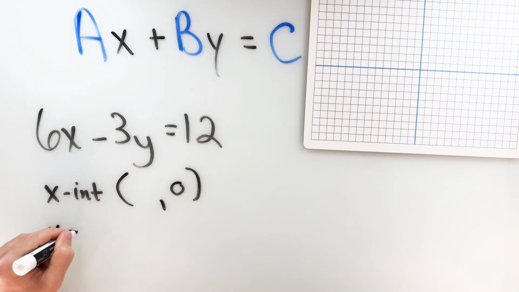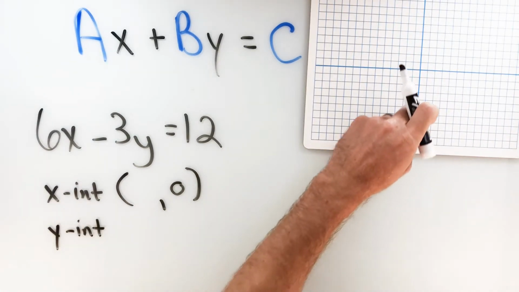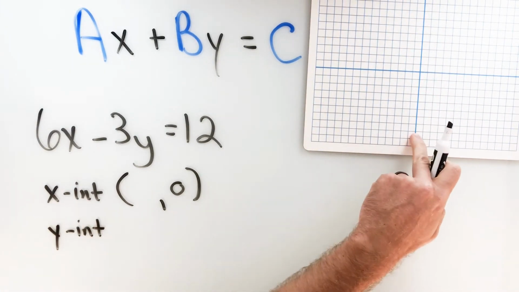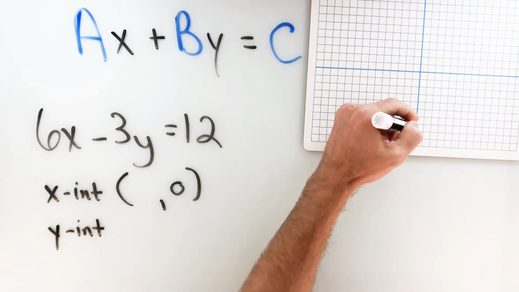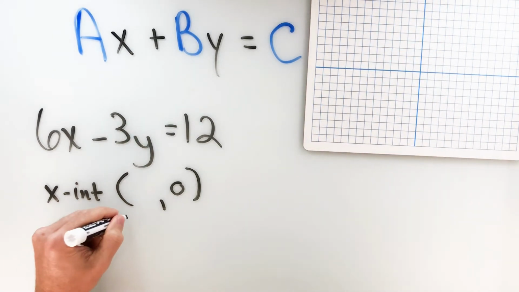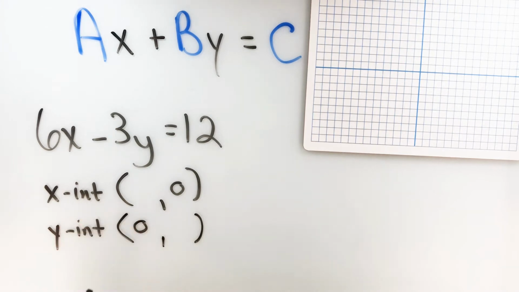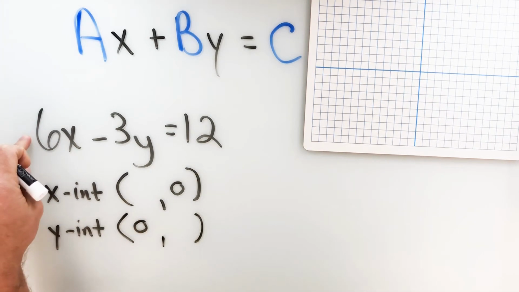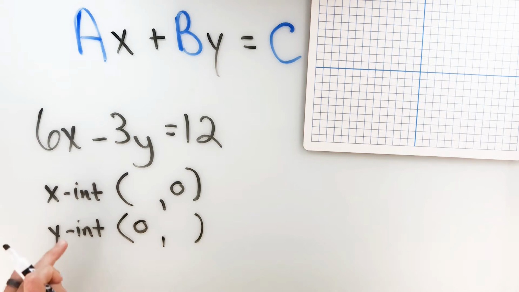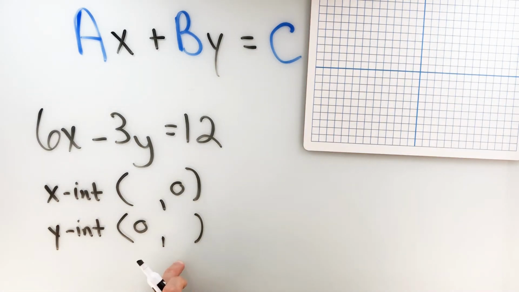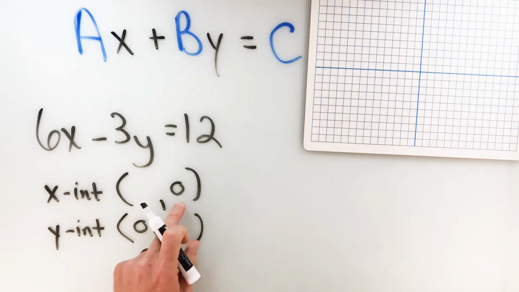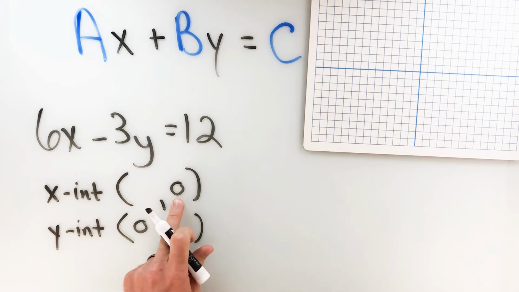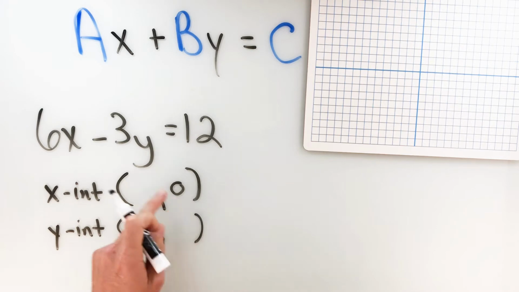Same thing for the y-intercept. If I'm looking for the y-intercept, anywhere on the y-axis, what is the x-coordinate? Because I'm not moving left or right, anywhere on the y-axis, the x-coordinate is going to be 0. So what I want to do is take this standard form equation of this line and find where those two intercepts are, the x-intercept and y-intercept. To find the x-intercept, I'm going to plug in a 0 for my y.